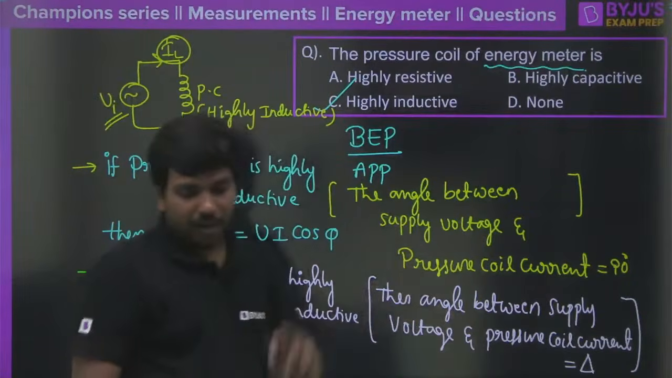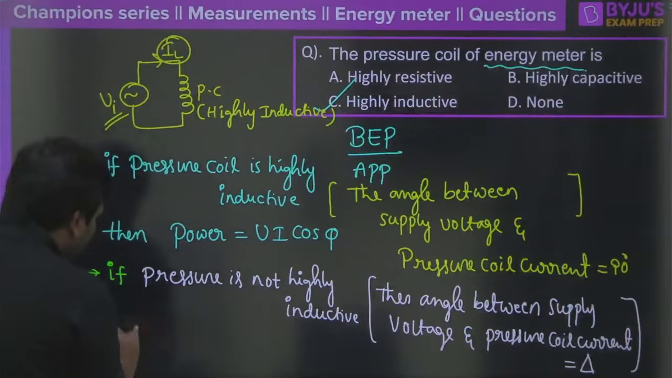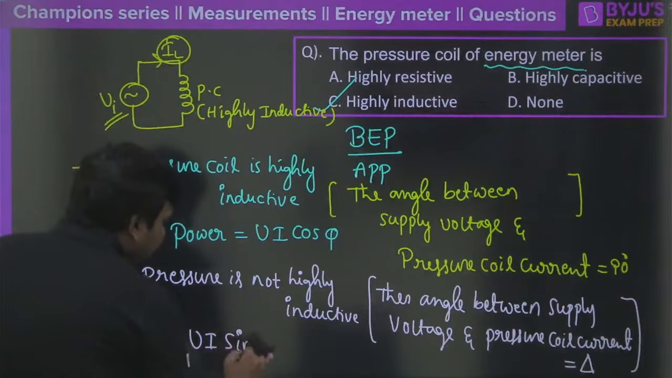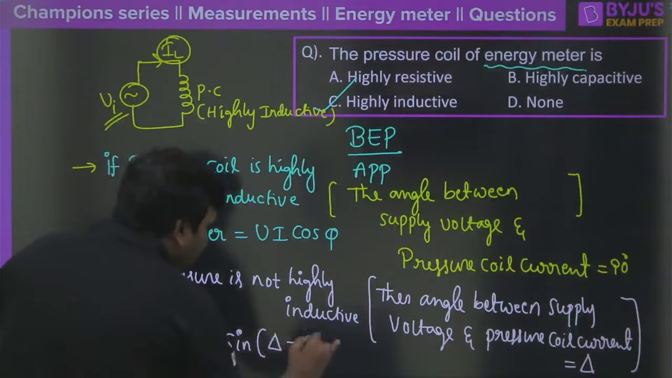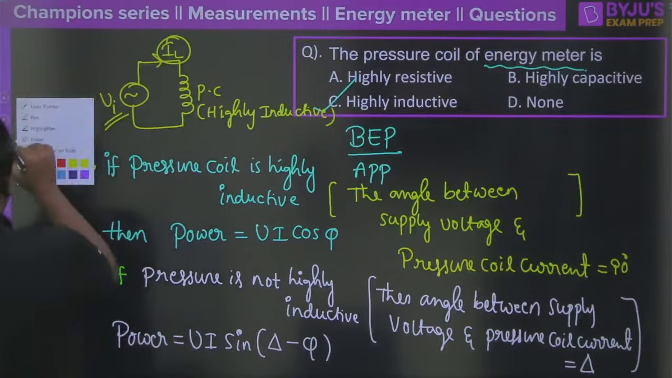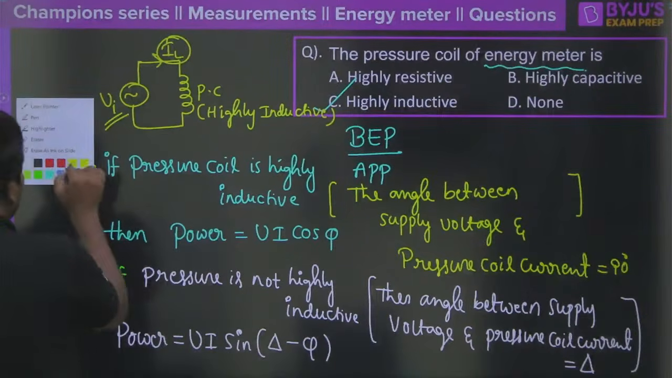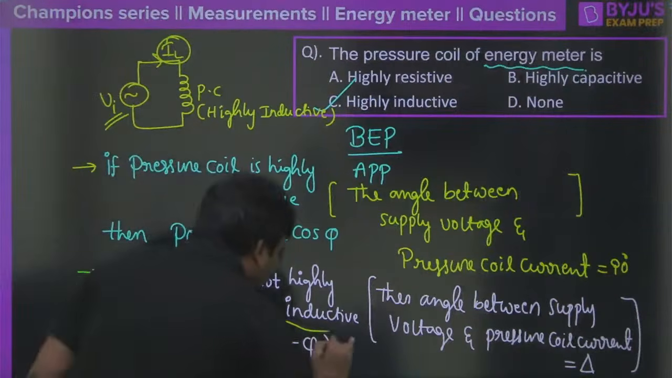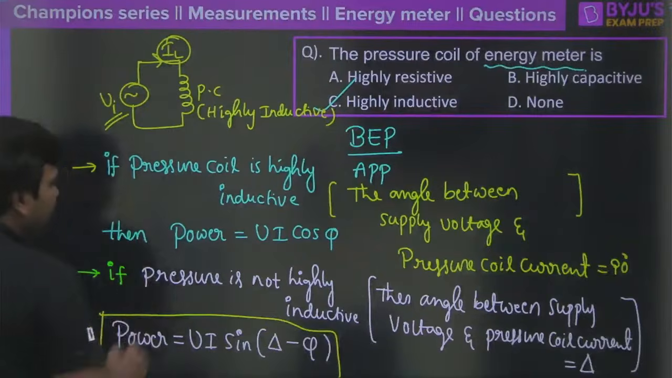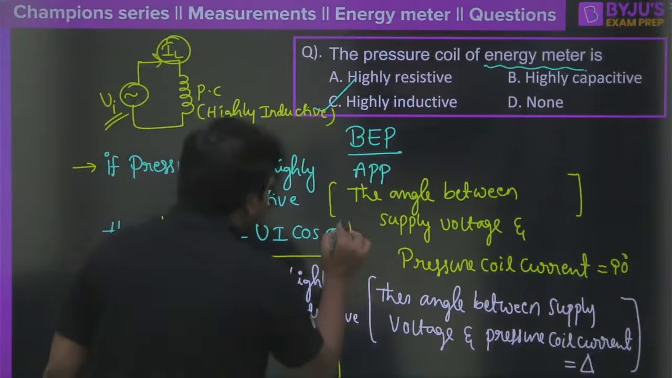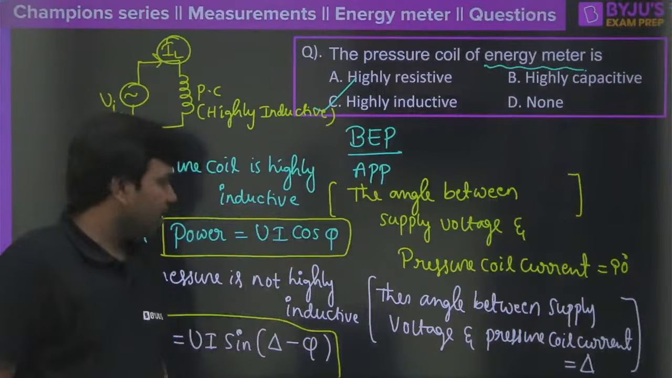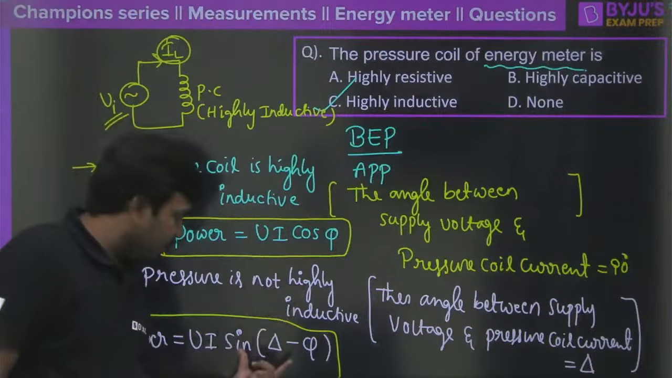If this is the case, then the power that we are going to measure would be equal to VI sin(delta minus phi), where phi is the angle created by the load. Clear? Phi is the angle created by the load. This is exactly what will happen if the coil is not inductive. But if the coil is highly inductive, this is what we will get, and we require this one. In case it is not highly inductive, then the other will happen.